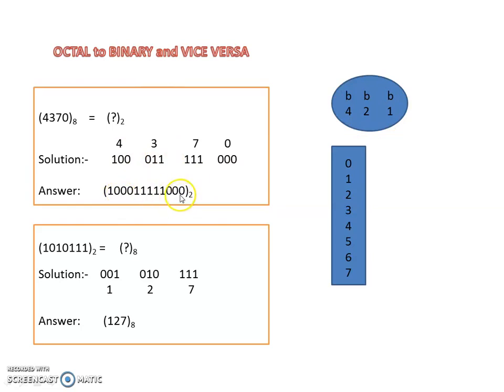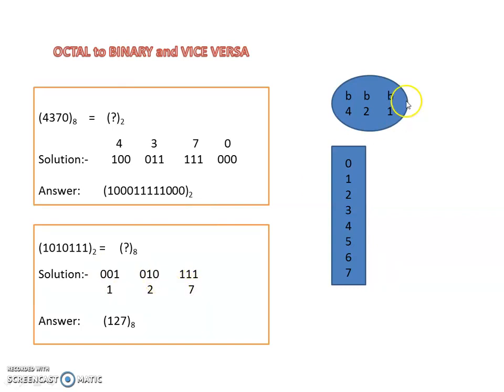Now this is the answer. Once again you can take a look here. Make groups of 3: 1 1 1, then 0 1 0, then the last is 1, but you will add 2 0 to make a group of 3. So all the bits are on, 1 1 1, so it is 7.